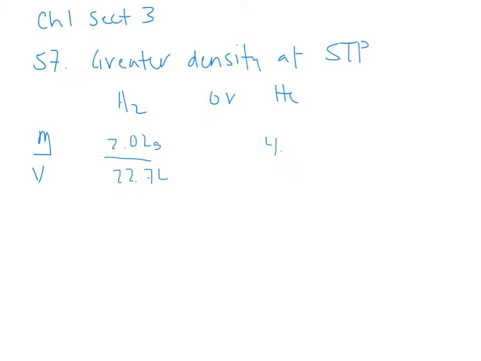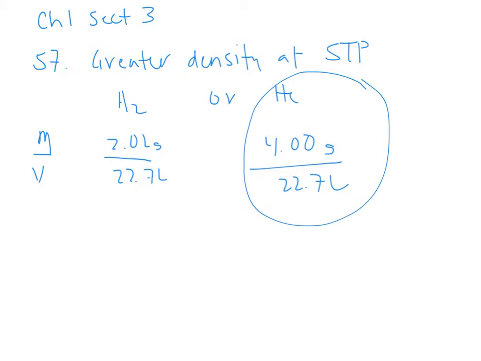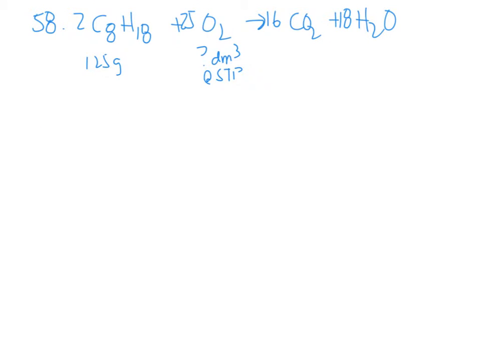4.00, I believe it is, 4.00 grams in 22.7 liters. So when you compare this, you're taking the smaller number divided by the same volume, versus a slightly bigger number, and you should be able to deduce that since hydrogen has less mass in the same volume, it's going to be less dense, and helium, on the other hand, with more mass in the same volume, will be the more dense gas.